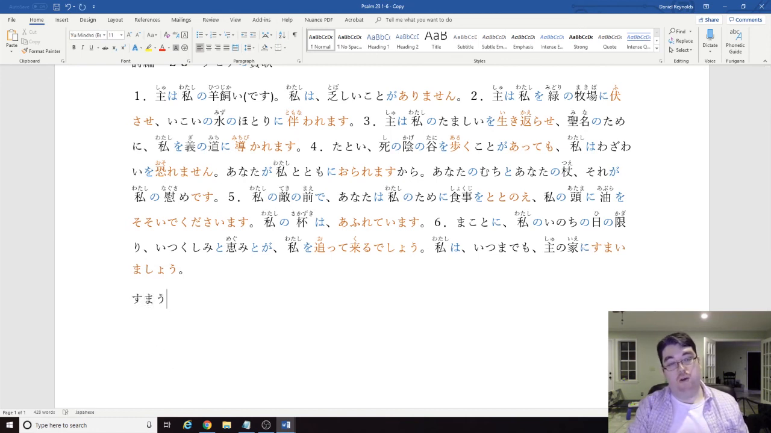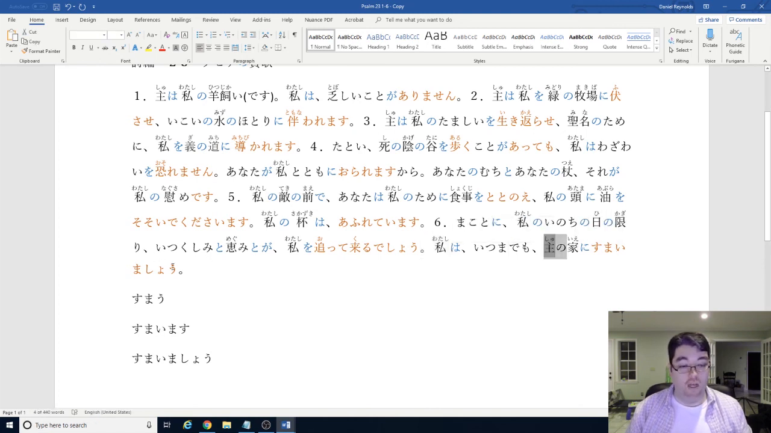Sumau. Okay, sumau is the verb for live. Sumaimasu is the mas conjugation of sumau. Sumaimashou. If you take off the su and add sho as part of the conjugation, usually it means it's a group: let's do something. But when you're talking about just yourself, it means I plan to do something. So, I, watashi, forever, the Lord's house, will live. That's my intention, to live in the Lord's house forever.